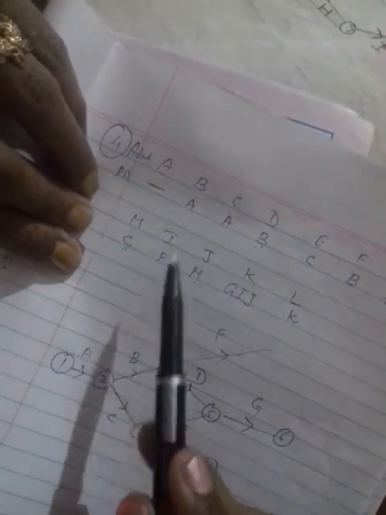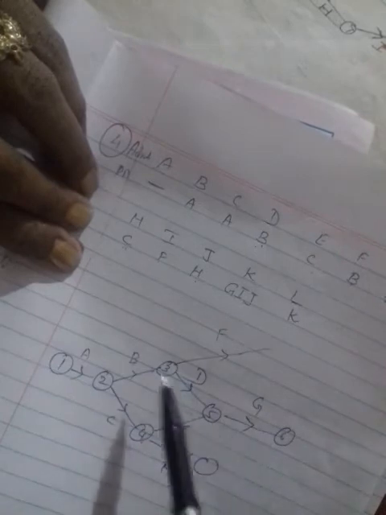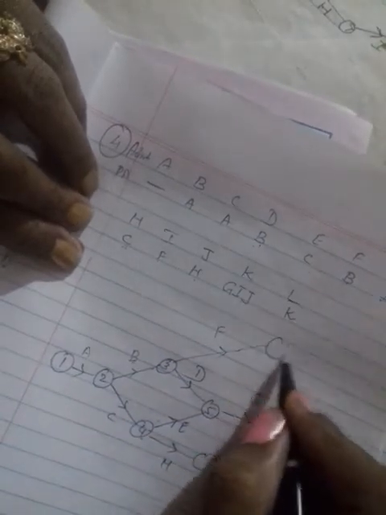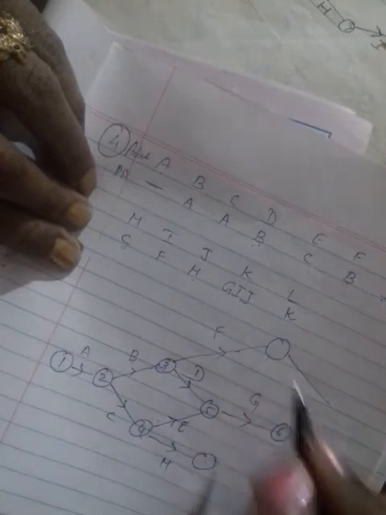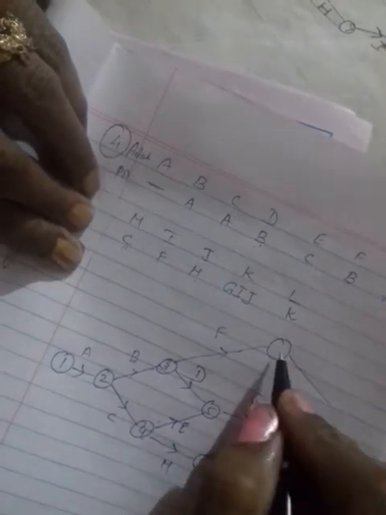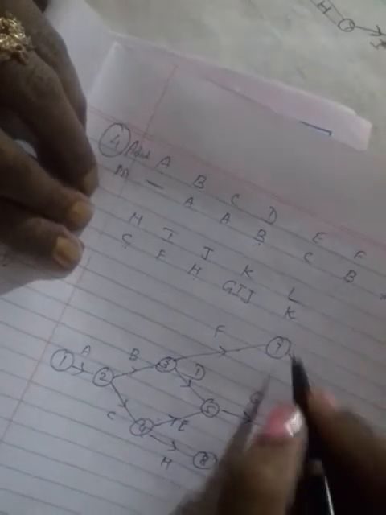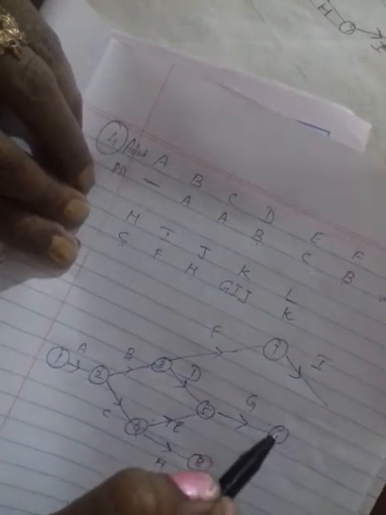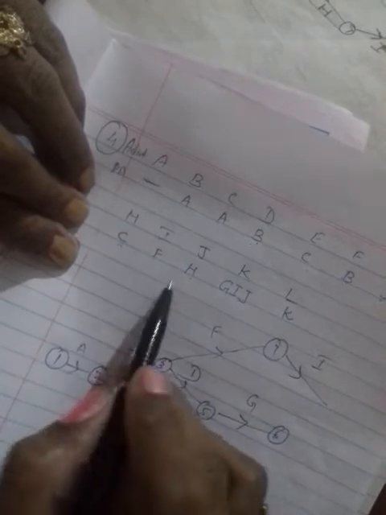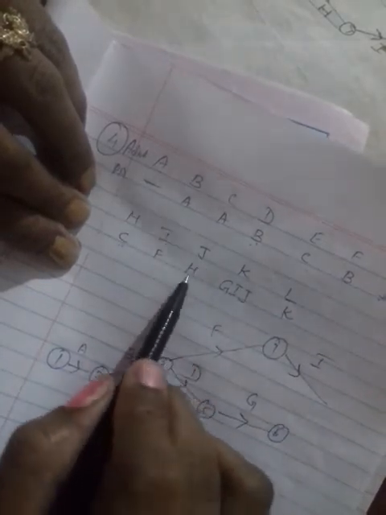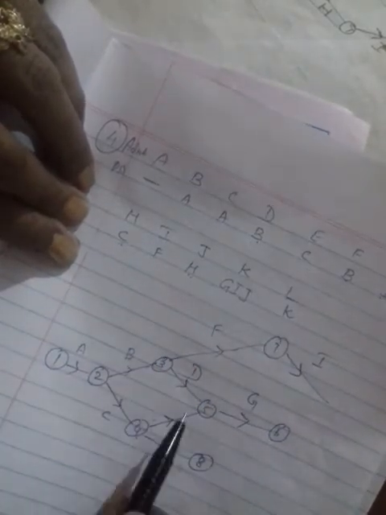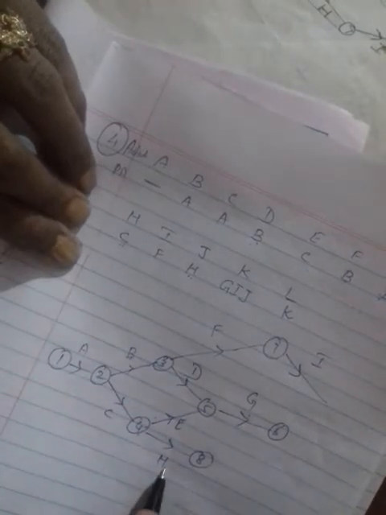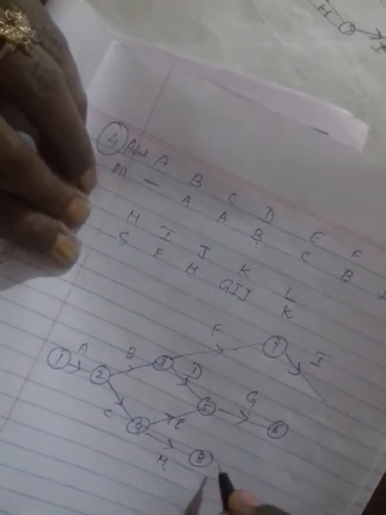Then for I, F is the predecessor. Where is F here? So separately I can do it. So this is 6, this is 7 and this is 8, and I can make I here. Let me check whether I can join here or not. And I is over. For J, H is the predecessor. Where is H here? Here H. So for J, H is the predecessor.